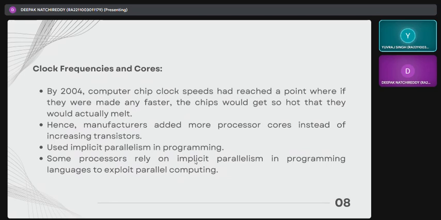Chips could not simply keep getting faster because higher clock speed produces so much heat that the chip would melt. To continue the performance growth, manufacturers shifted strategies. More cores were added, and this meant instead of one ultra-fast processor, computers had multiple processor cores working together. Programming adapted with parallelism.